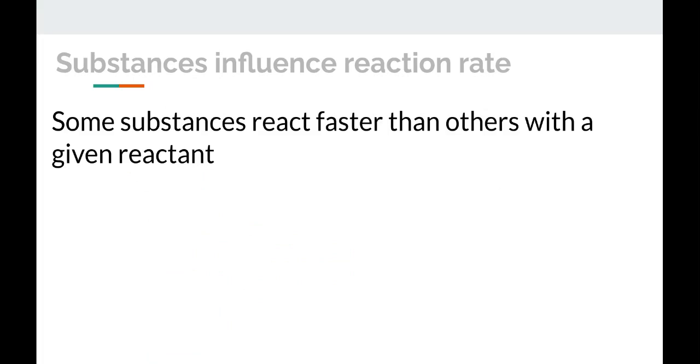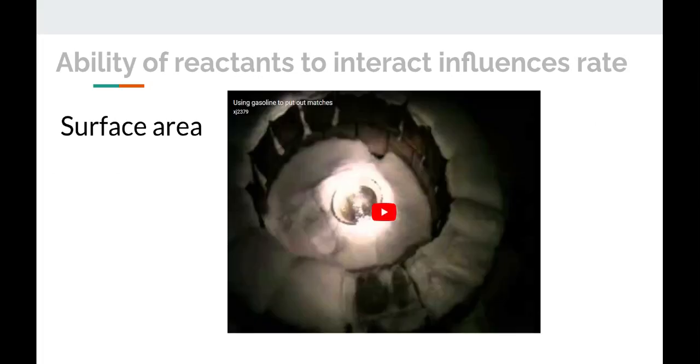Well, one is that some substances just react faster than others with a given reactant. For example, if I put some magnesium in 6 molar hydrochloric acid, in less than a minute, that piece of magnesium is going to be completely gone. There'll be a violent reaction and a lot of bubbles of hydrogen will be produced. If I dropped a piece of aluminum in 6 molar HCl, the reaction will produce hydrogen gas. There'll be some bubbles, but it'll be much slower, and it'll take several minutes, maybe even an hour, for all the aluminum to disappear.